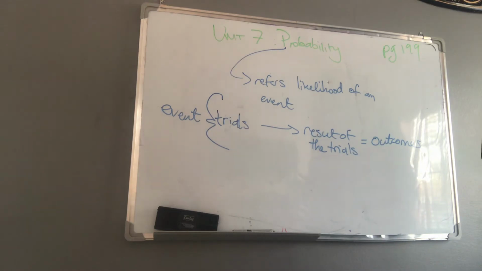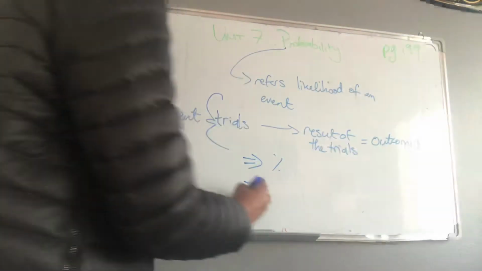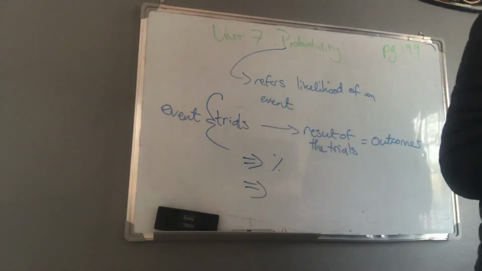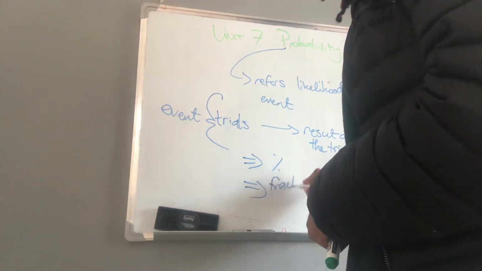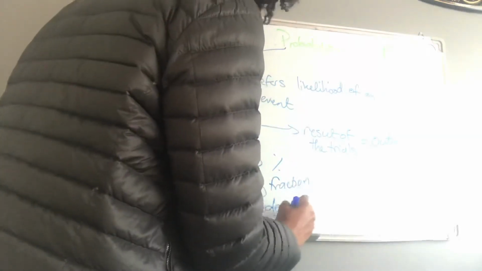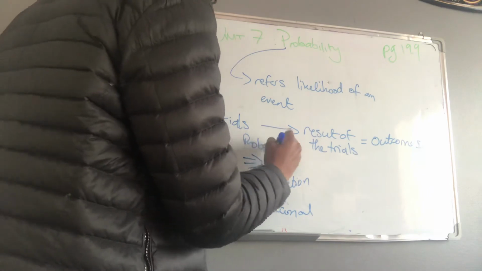Now, with the probability, you can express it in 3 different ways. You can express the probability in terms of a percentage. You can express the probability in terms of a fraction, or you can express it in terms of a decimal. So these are the 3 ways in which you can express the probability.